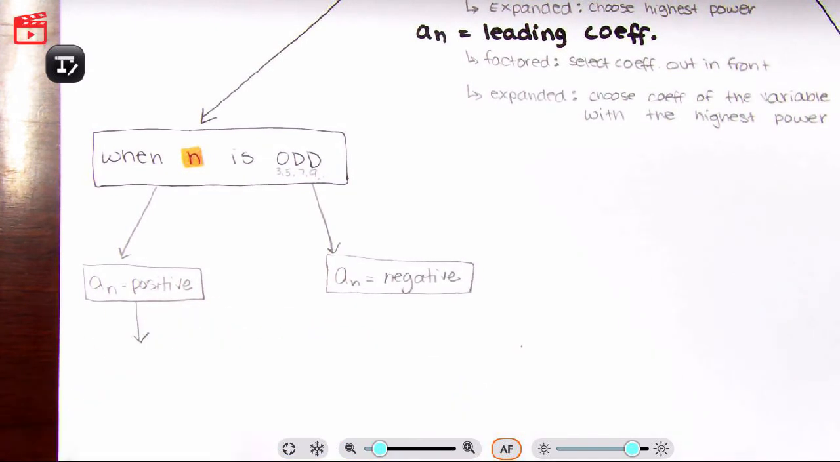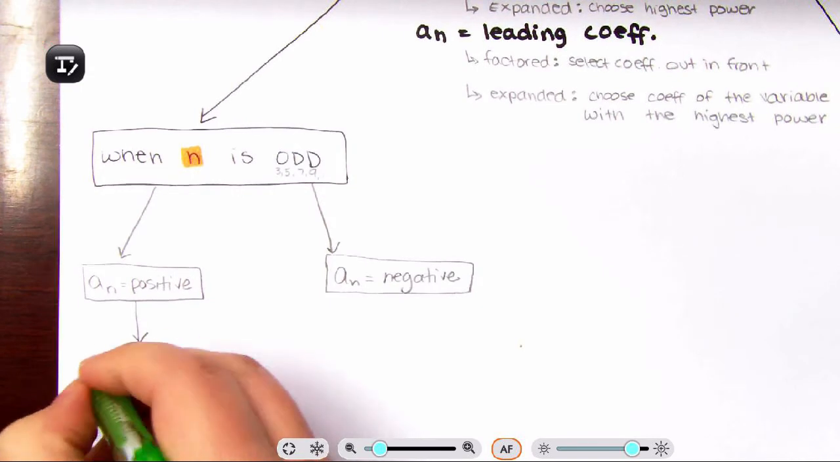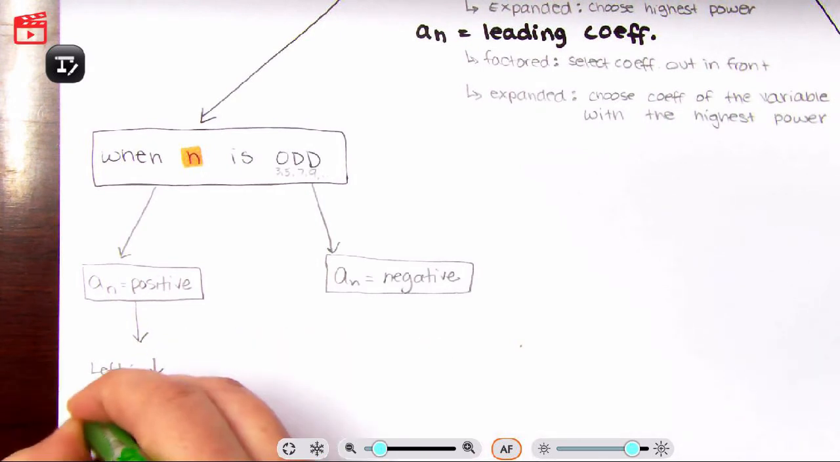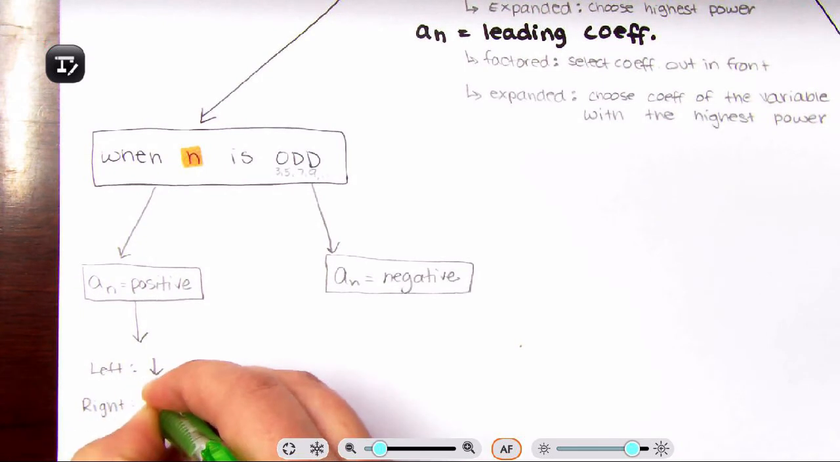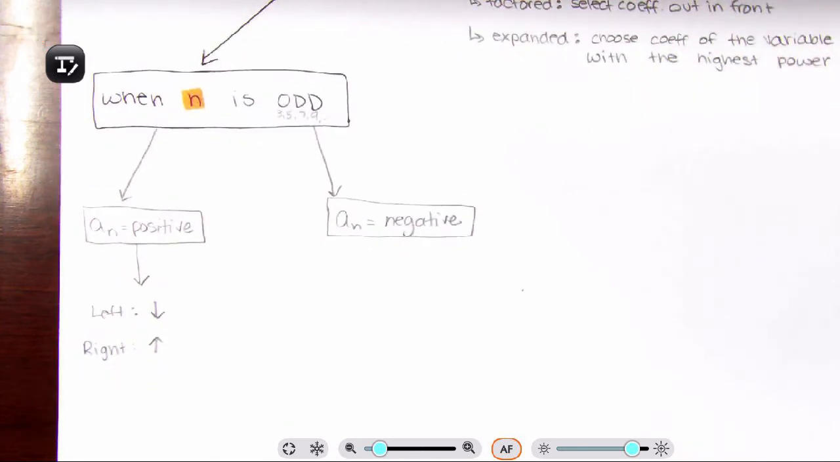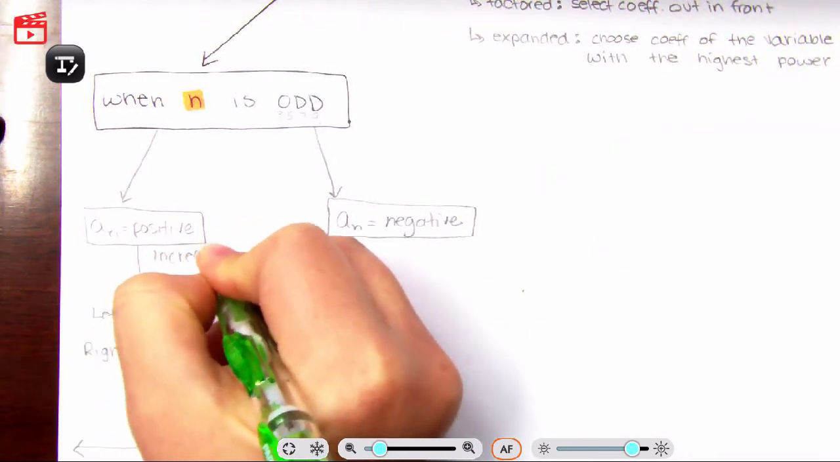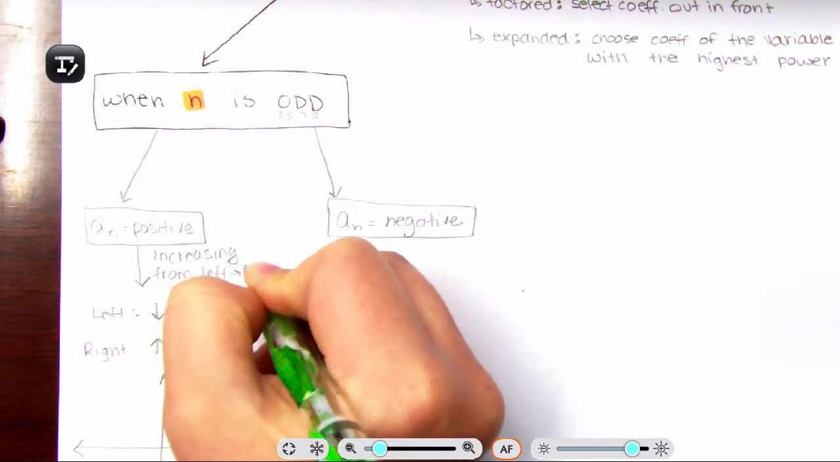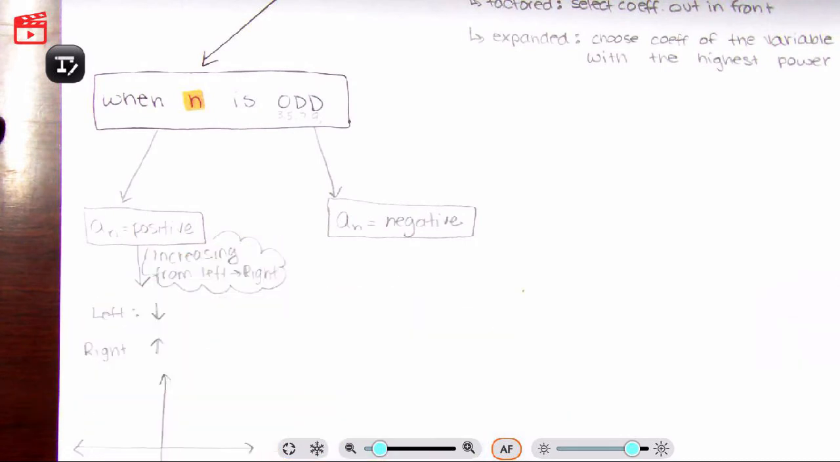Okay, so if it is positive, on your left-hand side, your graph goes down. On your right-hand side, your graph goes up, or to the right. So it kind of looks like it's going up and to the right. So how would this look? Let's do an example. If you have an odd function and it is positive, it is an increasing function, and you are increasing from left to right. Put that in a thinking bubble. So here's my left-hand side.